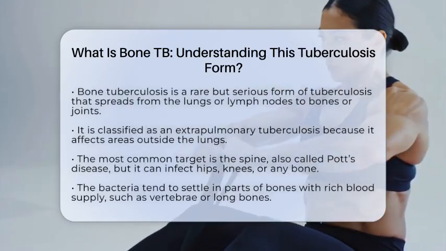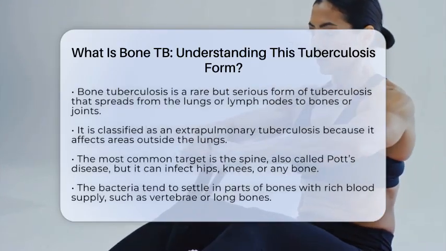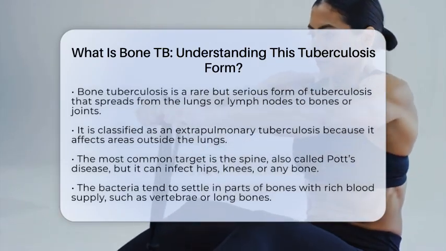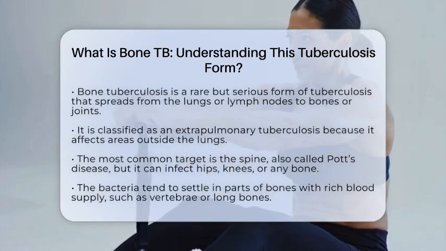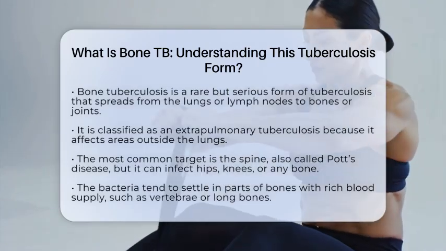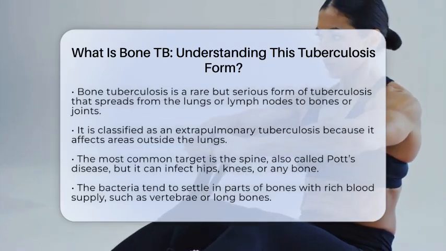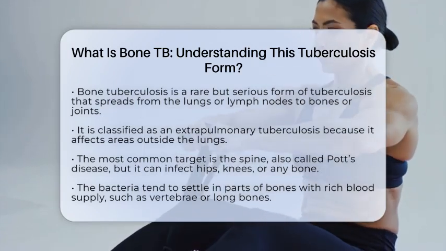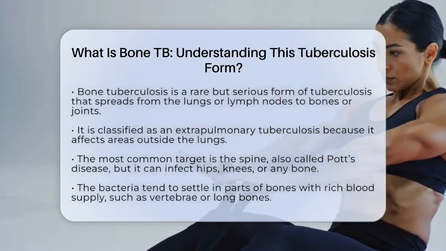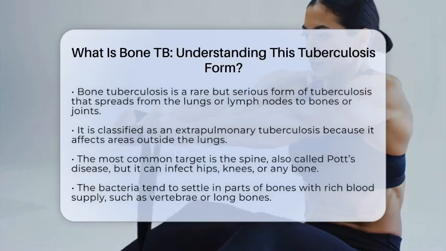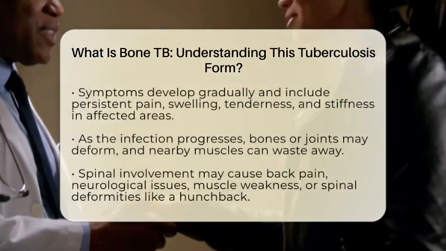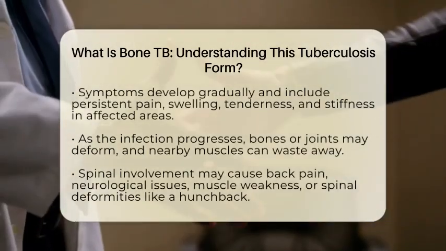Bone tuberculosis most commonly targets the spine, which is also called spinal tuberculosis or Pott's disease. It can also affect weight-bearing joints like the hips and knees, but it is capable of infecting any bone or joint in the body. The bacteria tend to settle in parts of the bones that have rich blood supply, such as the middle of long bones or the vertebrae. Over time, this infection can cause destruction of bone tissue, leading to deformities if not treated properly.